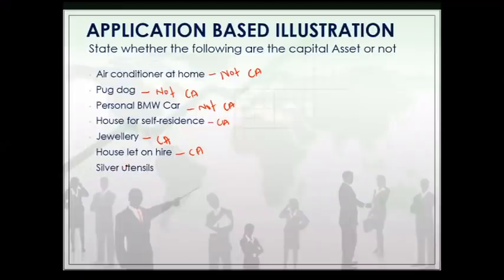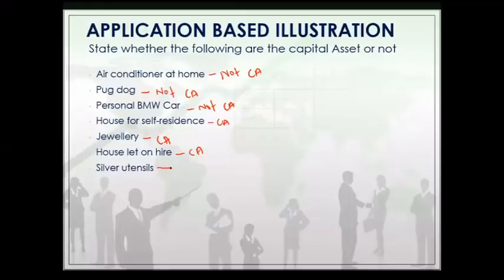Silver utensils. What do you think? There are some people who use silver utensils. Of course, in the olden era, a lot of people used to use silver utensils for consumption of food also. Some of us use silver utensils for doing prayers. They're used as puja thali, puja bell, puja cups. So it's quite common in Indian households, silver utensils. So what happens here in case of silver utensils? There is a controversy.